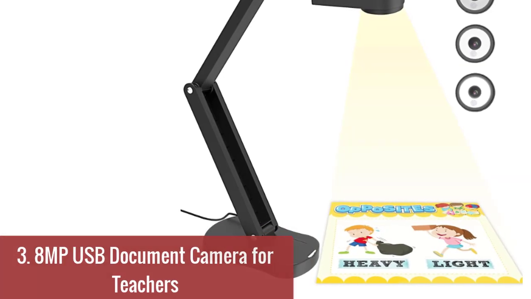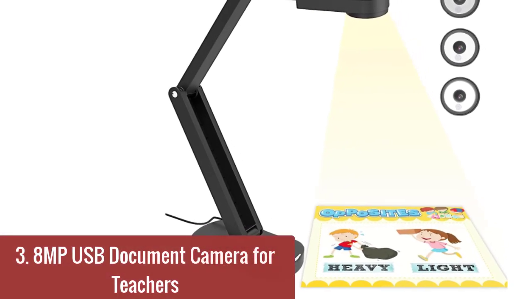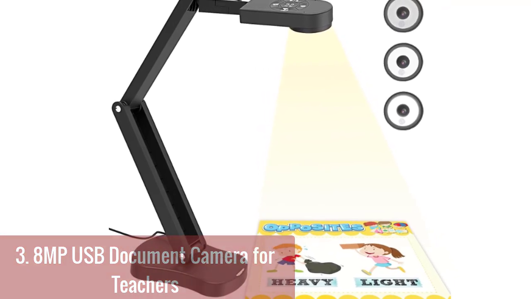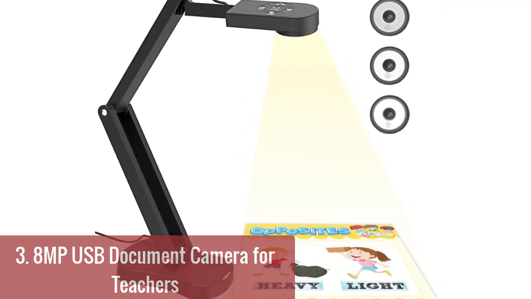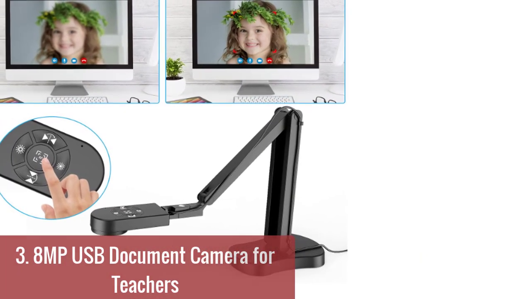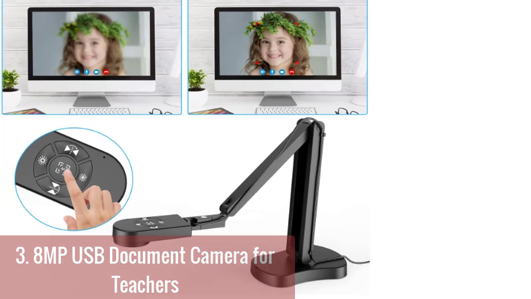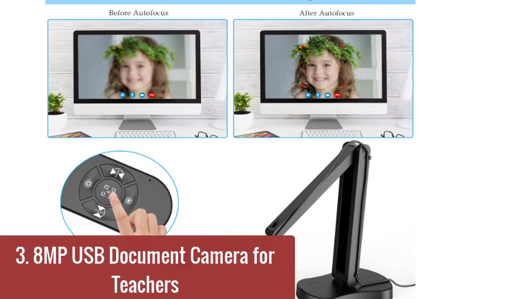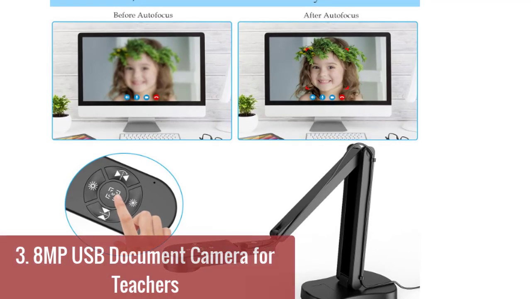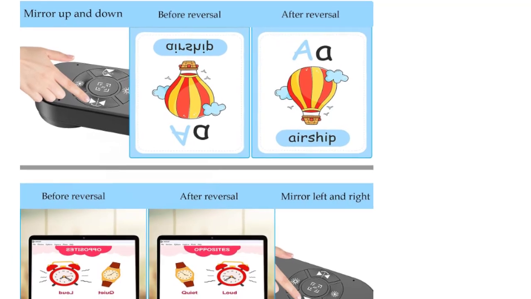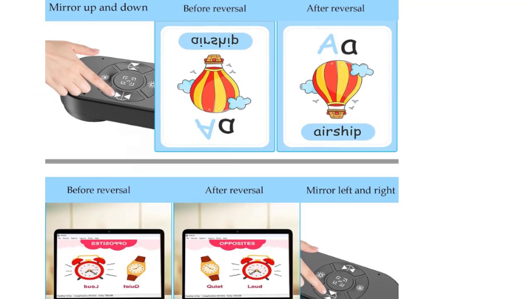Number three. The Pakatu 8-megapixel USB document camera is a compact and affordable option designed for classroom use. With a 2448p resolution and autofocus capability, it provides clear visuals for presentations and demonstrations. The foldable design and multi-angle rotation make it easy to store and transport, while the 3 levels of brightness adjustment ensure adaptability in different lighting environments.